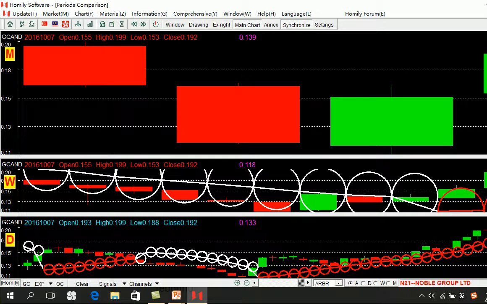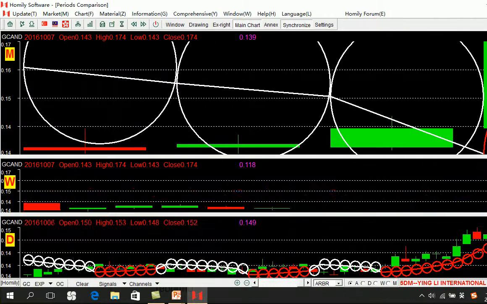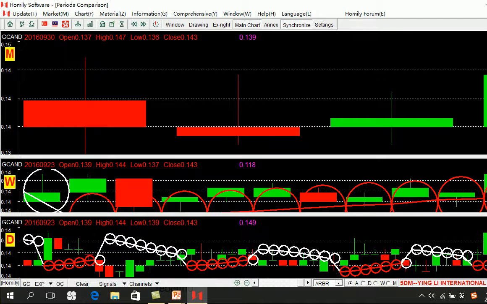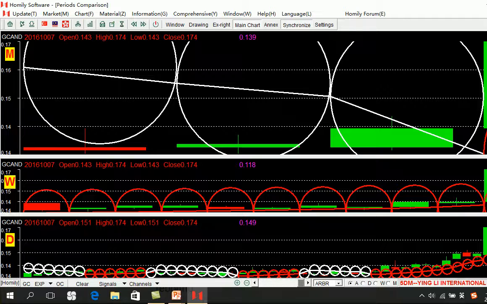So let's see this one. For Yingli, okay? So this is the Yingli chart. And we can see here, this is monthly chart is white circle, weekly chart is red circle. Then the daily chart, white circle into the red circle, can we buy or not? Buy, okay? Then we can keep it. No need to sell, just hold it.